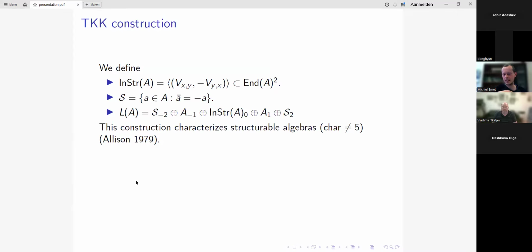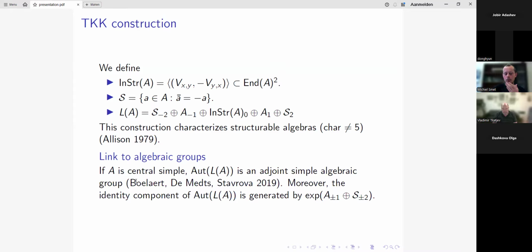You basically take the same Lie brackets you have in mind for the TKK construction of the Jordan algebra, and in order to make that work, you need to identify the skew elements with certain left multiplications. This characterizes the structurable algebras. I won't go into detail, but you can say precisely what kind of Lie algebra you obtain. And from such a Lie algebra, you can always reconstruct the structurable algebra.